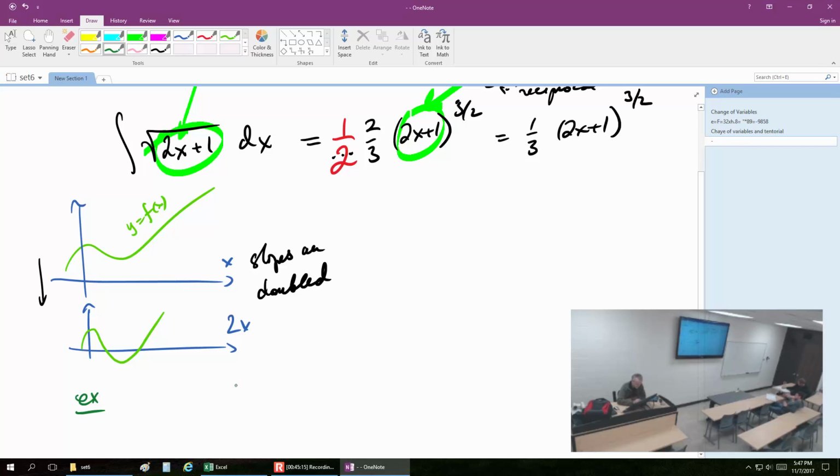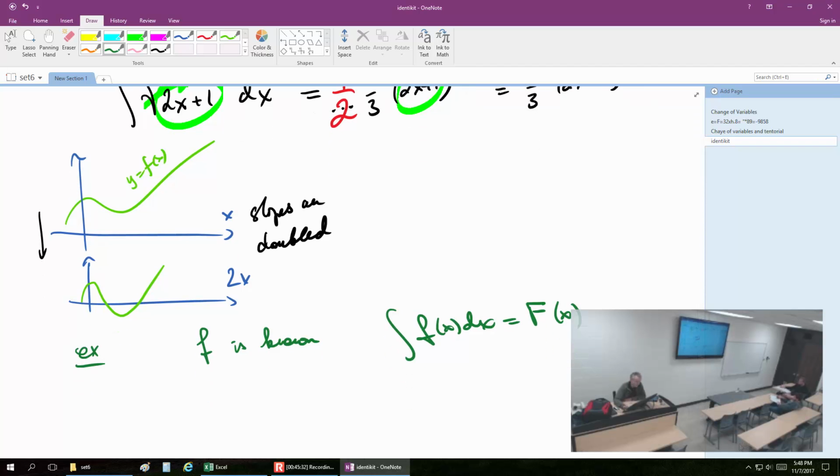So let's say this way. Suppose we already know function f. So f is known, and the integral of f of x dx is some F of x. So F uppercase is an antiderivative. Okay? So this is known. So f is known, and F, its antiderivative, is also known.